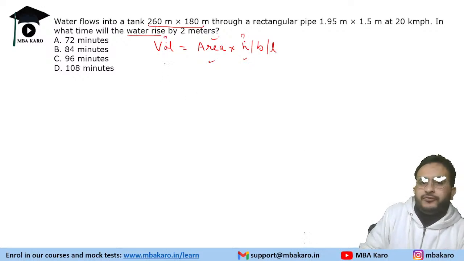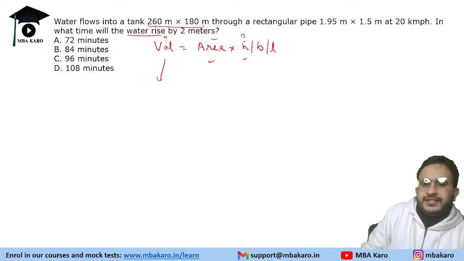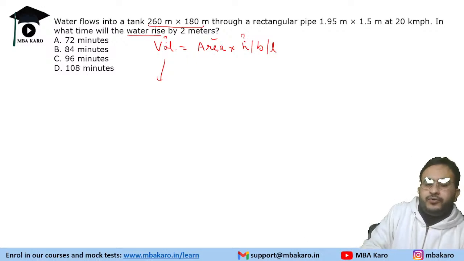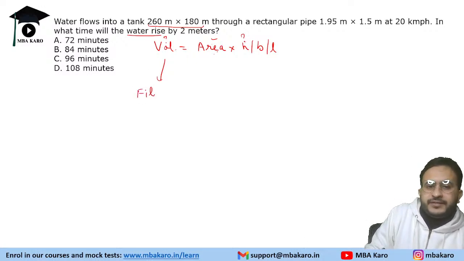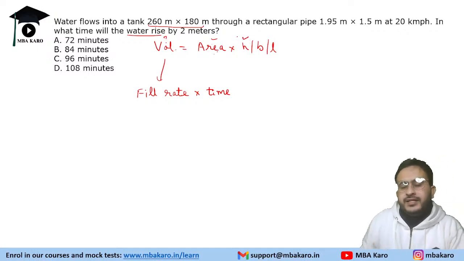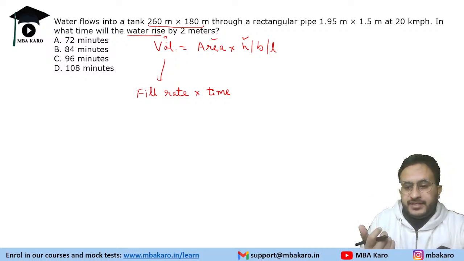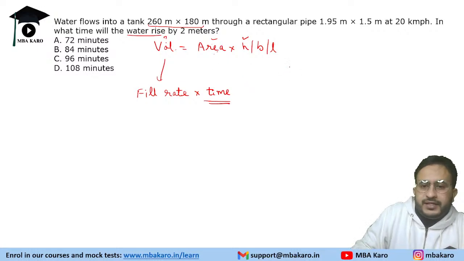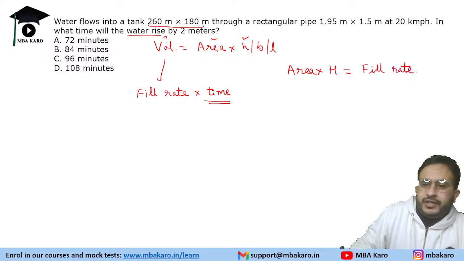Now how do we find the volume? The volume of this tank is area of the base into height. Area of the base is known to us. And the volume is also fill rate into time. Height is given, and we need to find the time, how much time it takes. So we equate area into height to fill rate into time. We need to find the time.